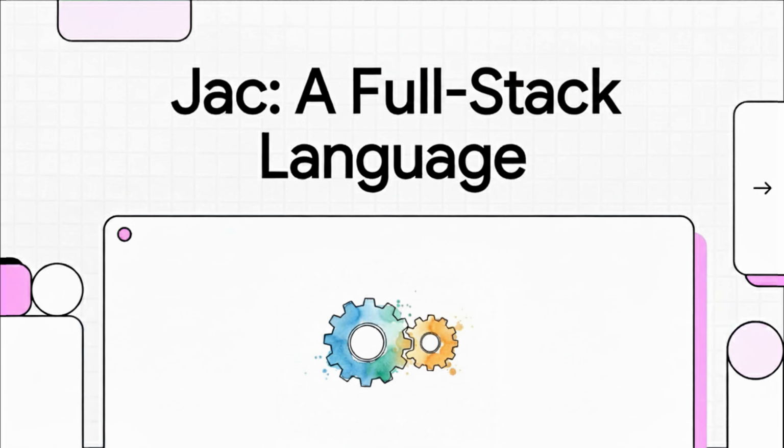All right, let's talk about something that might just change how you think about building web apps. We're diving into a new language called JAC, and its promise, well, it's pretty radical. It wants to unify your entire stack. We're talking database, backend, front end, all of it, into one single language. So let's see what that's all about.